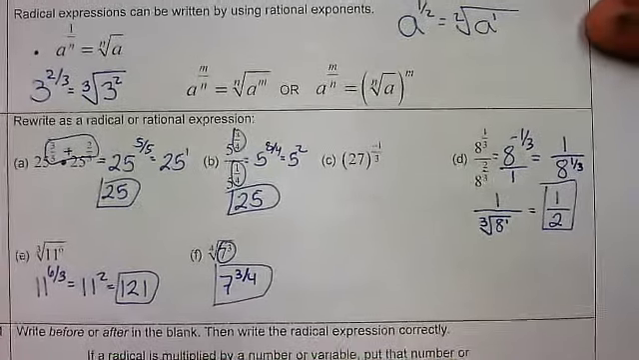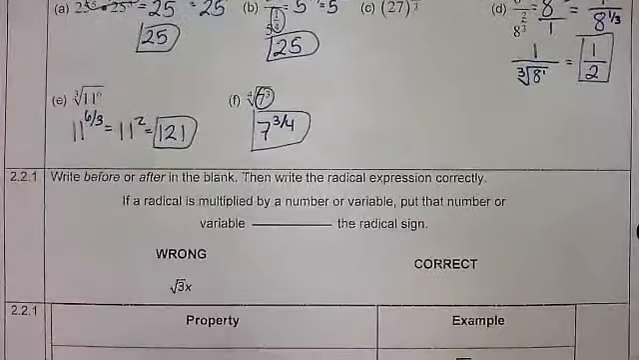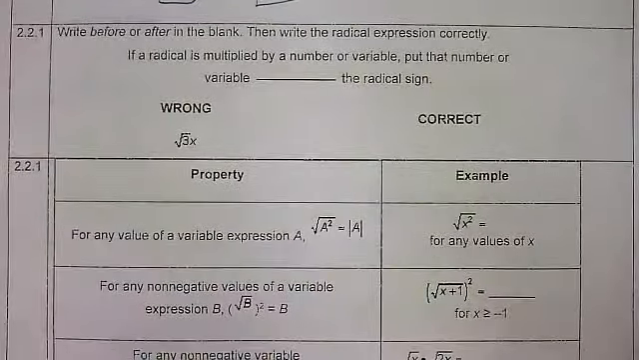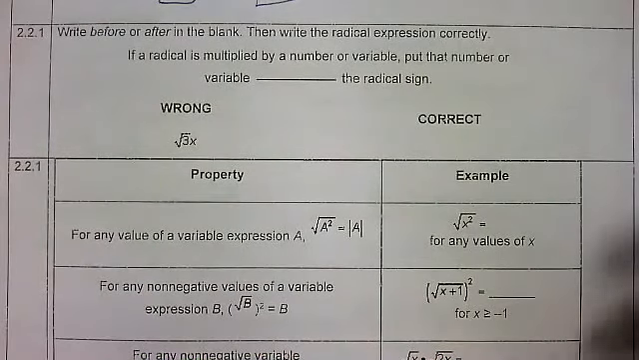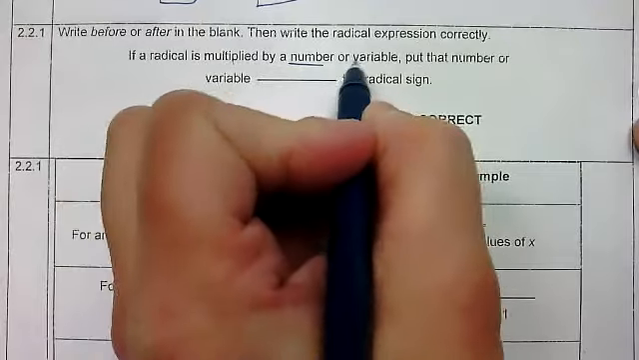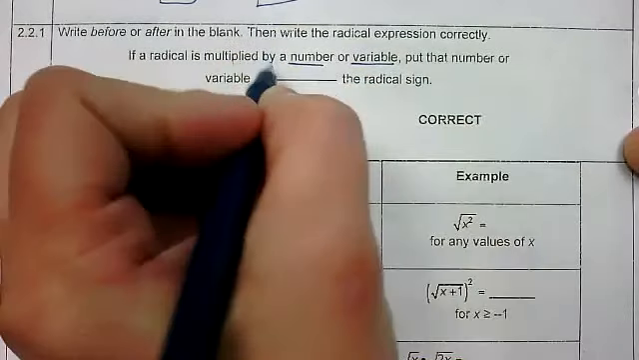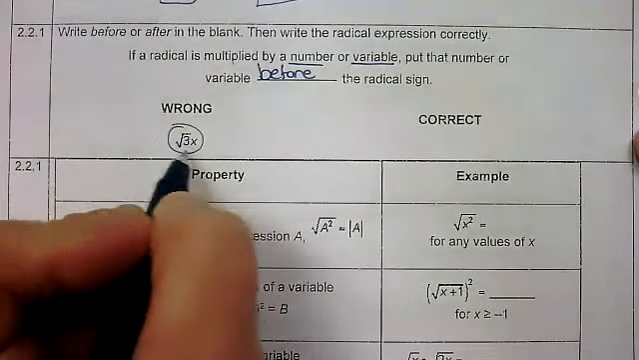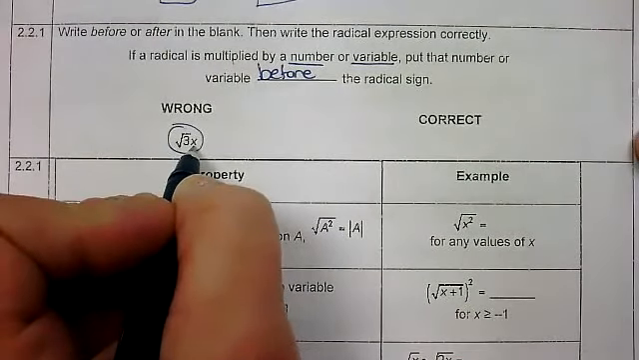Let's go on ahead and move on to 2.2. There will be 2 separate worksheets for this, but let's go on ahead and do the notes together today. This next one says we're going to write before or after in the blank. Then we're going to write the radical expression correctly. So if a radical is multiplied by a number or a variable, we put that number or variable before the radical sign. So here, this is showing us the square root of 3x.